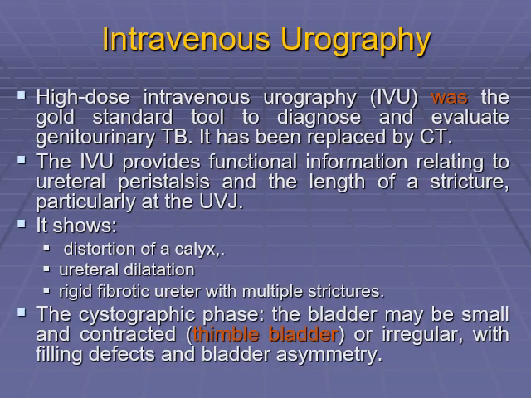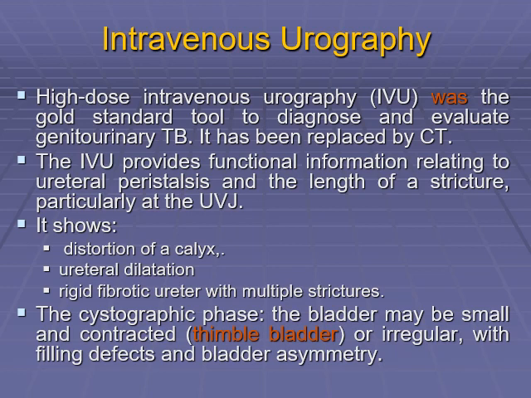How about intravenous urography? It was the gold standard in the diagnosis, treatment and follow-up of patients with renal tuberculosis, but it has recently been replaced by CT. The IVU provides functional information relating to ureteral peristalsis and the length of a stricture, particularly at the ureterovesical junctions. IVU shows distortion of the calyx, ureteral dilatation, and a rigid fibrotic ureter with multiple strictures. In the cystographic phase of the IVU, the bladder may be small and contracted, which is called thimble bladder, or irregular with filling defects and bladder asymmetry.